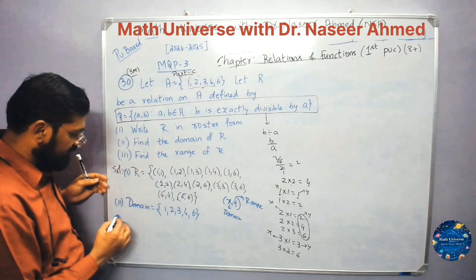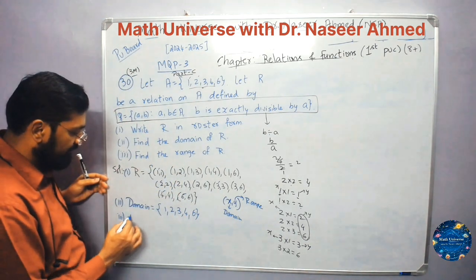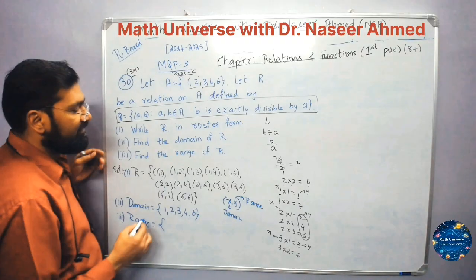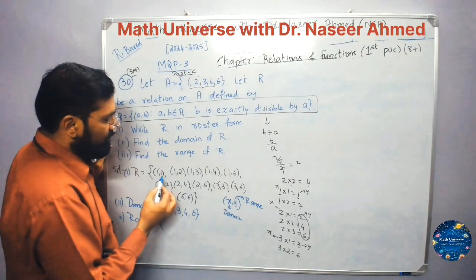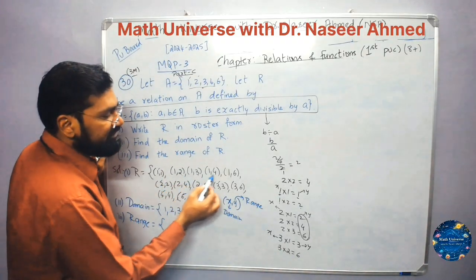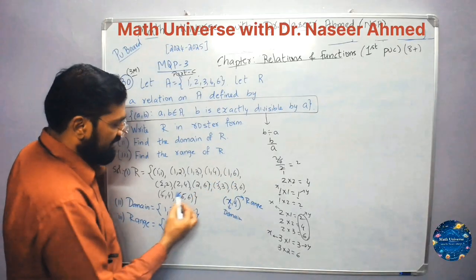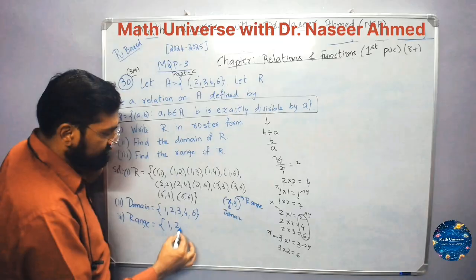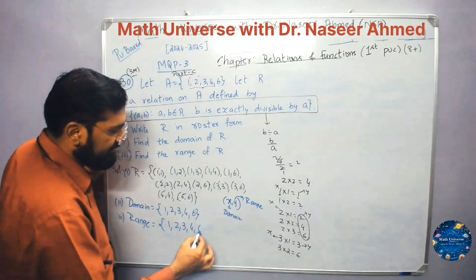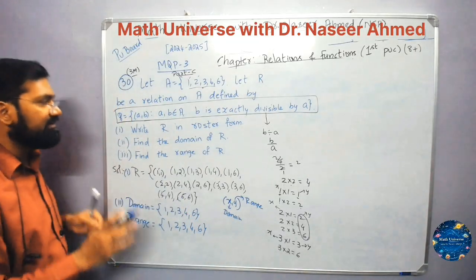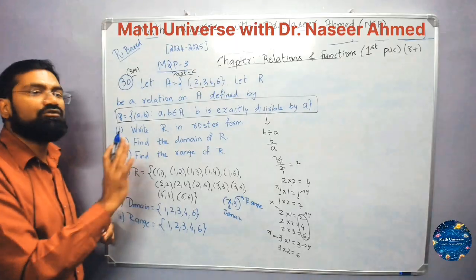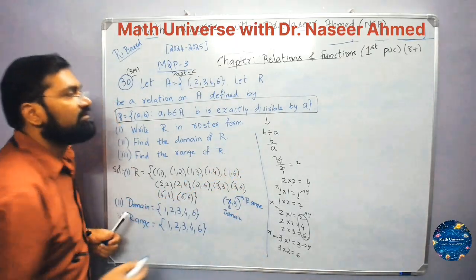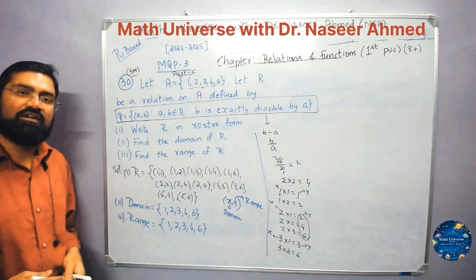I also want the range. Okay, that's a problem. Coming to the range, see carefully. So the second element, the y coordinate. So here 1, 2, 3, 4, 6. Again here also 2, 4, 6, 3, 6. So ultimately 1, 2, 3, 4, 6. In this problem, domain and range are the same, as well as the codomain also the same. So this is the end of the solution for this problem.